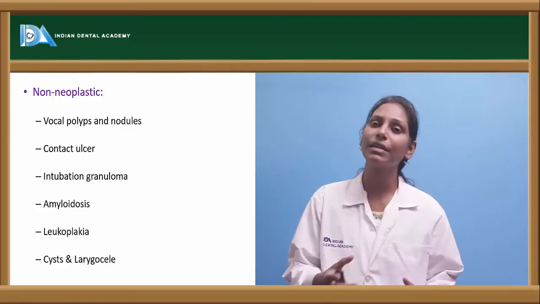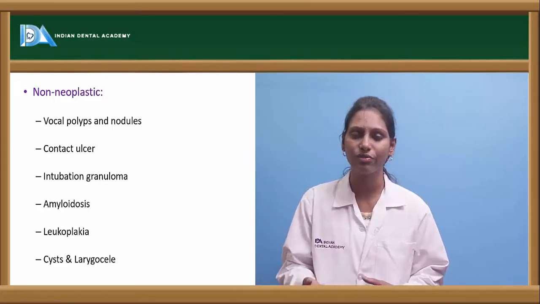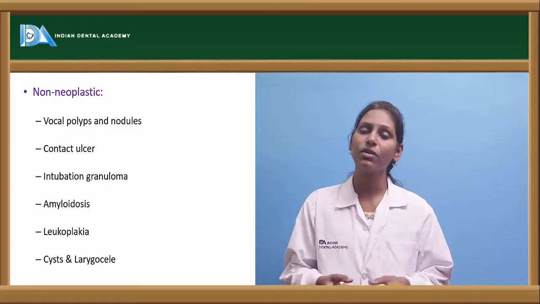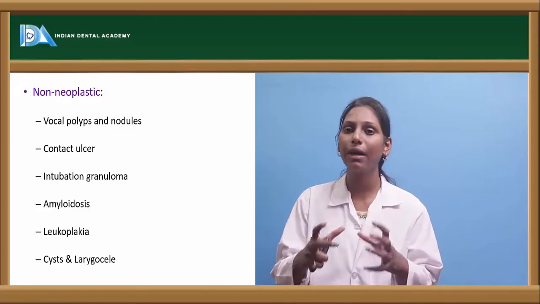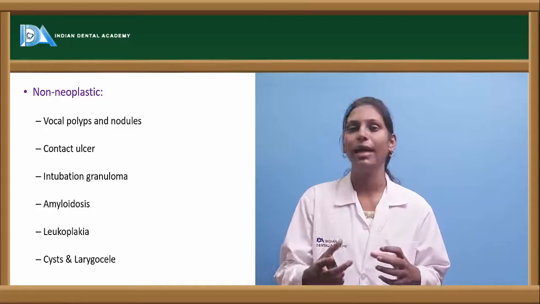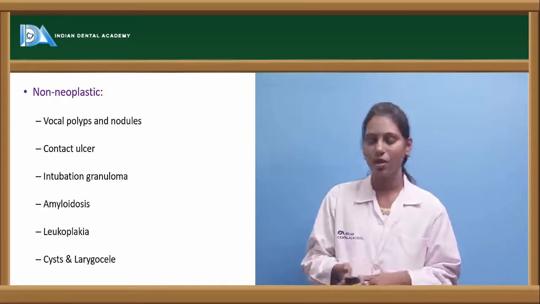Next, we have something called cyst and laryngocele. Cysts are one of the common conditions that we encounter in the larynx, and laryngocele is a fluid filled, especially an air filled balloon or air filled bubble that is seen in the larynx. That is our non-neoplastic lesions of the larynx.